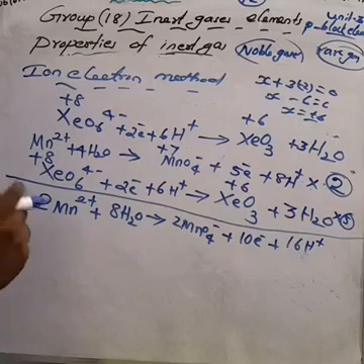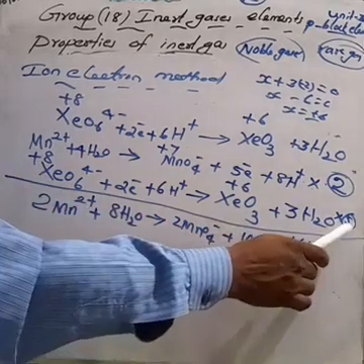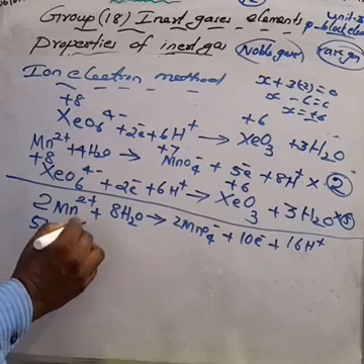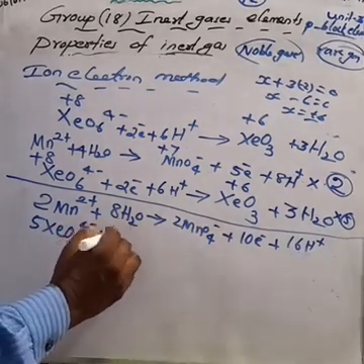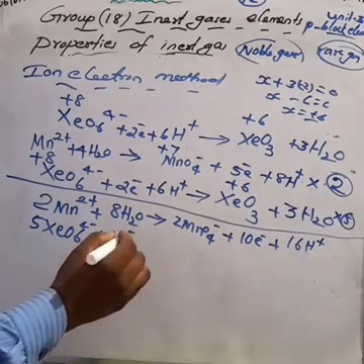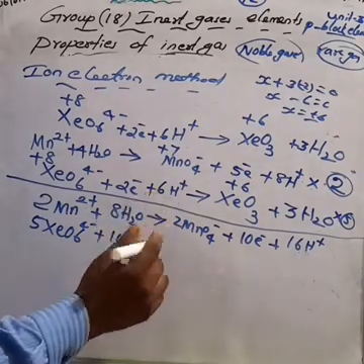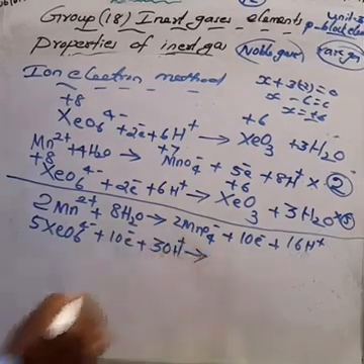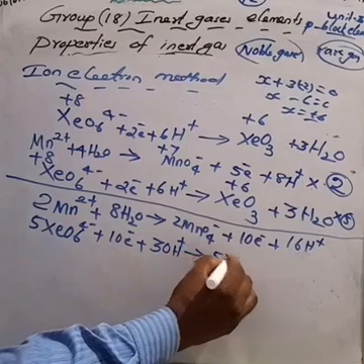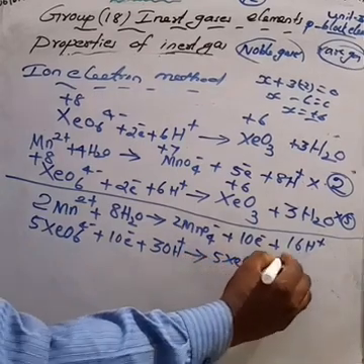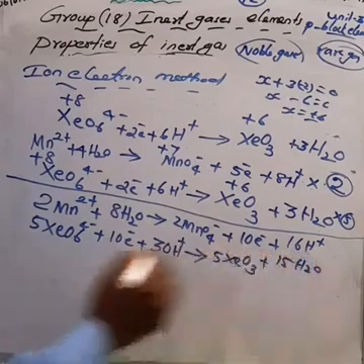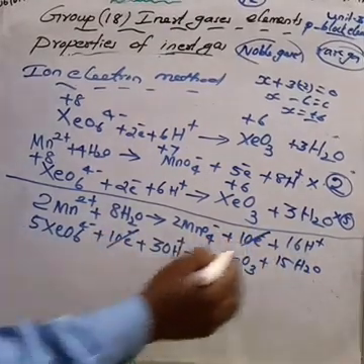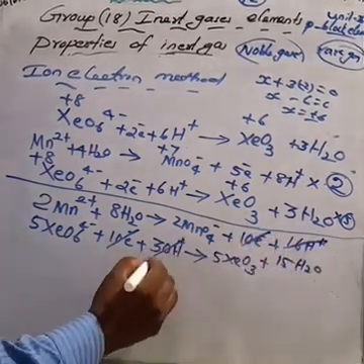The second equation is multiplied by 5: XeO6 4 minus plus 2 electrons multiplied by 5 means 10, then 6H plus multiplied by 5 means 30H plus, gives 5 XeO3 plus 15 water molecules. So which are possible for cancelling? 10 electrons cancel. 16 H plus and 30 H plus ions cancel, remaining 14 H plus ions.